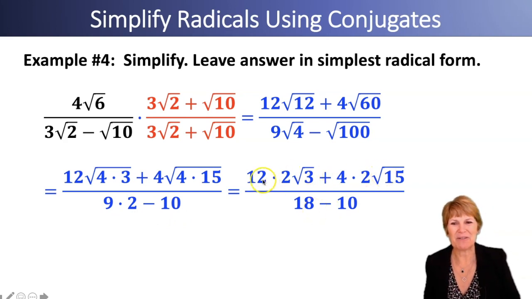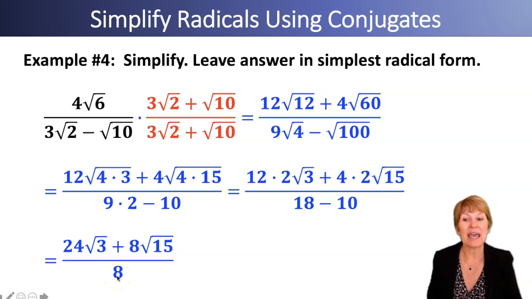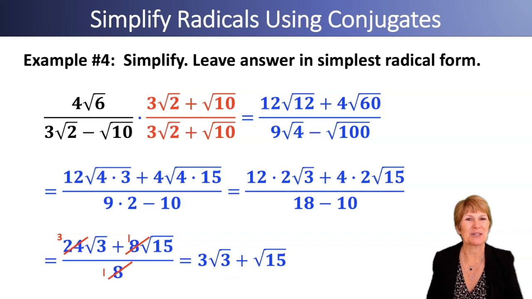Now keep simplifying. What is 12 times 2? 12 times 2 is 24, so we have 24 square root of 3 plus 4 times 2 is 8, square root of 15. Simplify 18 minus 10 and we get 8. Now we see that we can do some canceling. We only cancel if every term can be canceled, okay? Or we can separate it into two separate fractions and reduce what we can reduce. But here all terms are divisible by 8. 8 goes into 24 3 times, 8 goes into 8 once, and 8 goes into 8 once. Okay, so our final answer is 3 square root of 3 plus the square root of 15.